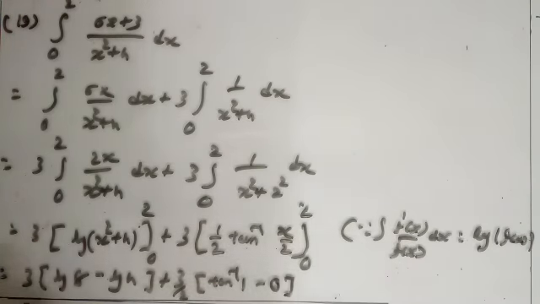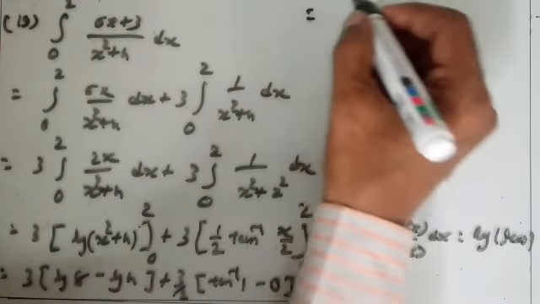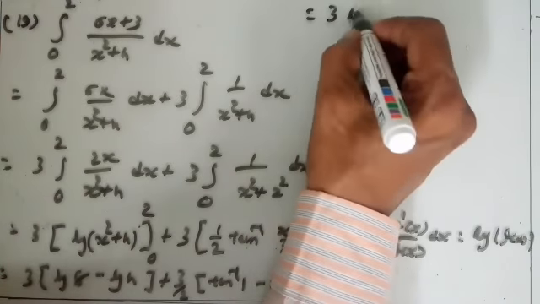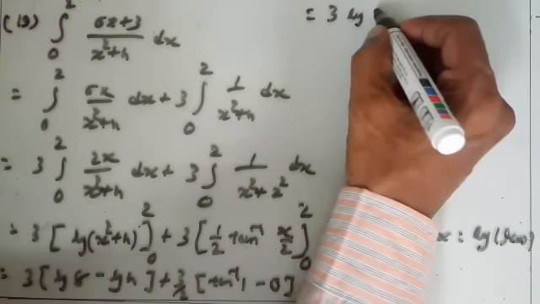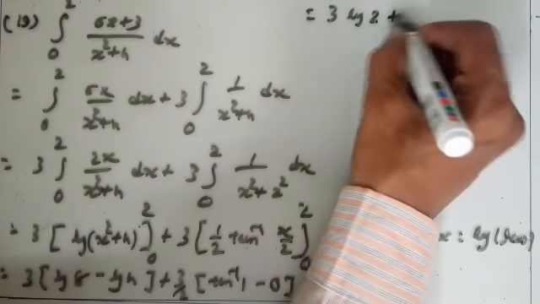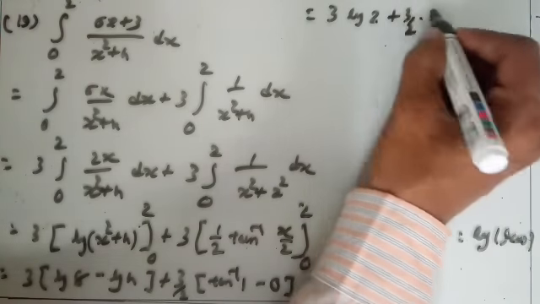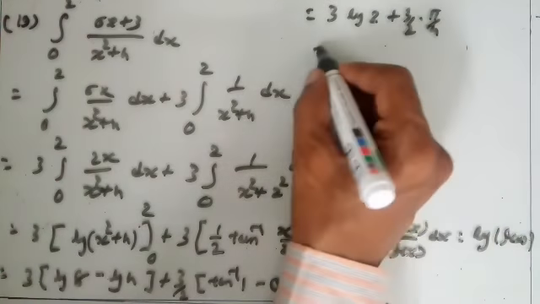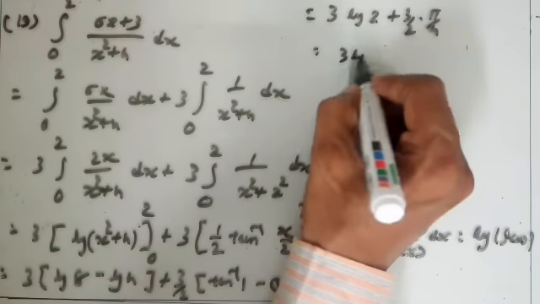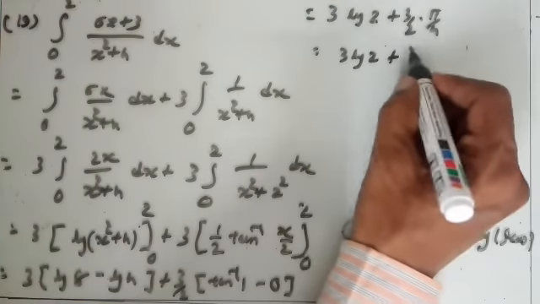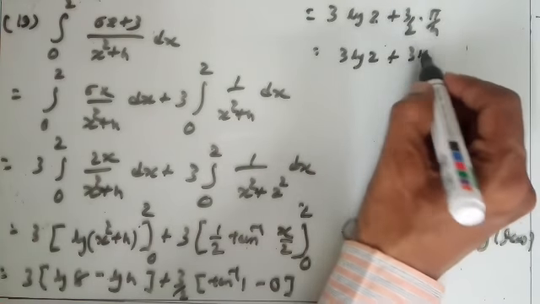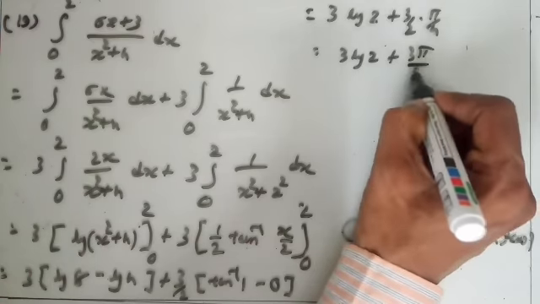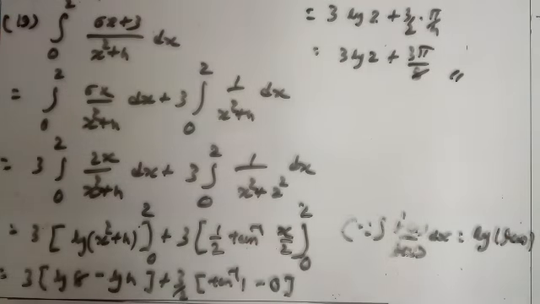Clear? Now simplification, so it becomes 3 log of 8 upon 4, that is 2, plus 3 upon 2 into tan inverse 1, which is pi by 4. So is equal to 3 log 2 plus 3 pi upon 8. Answer. Okay.